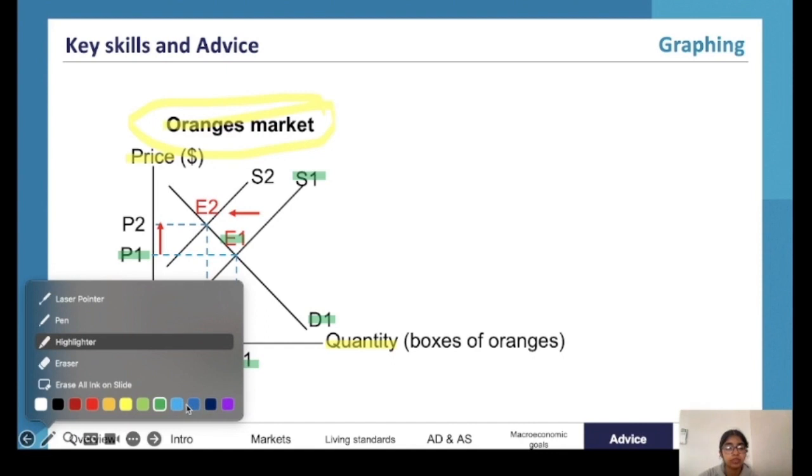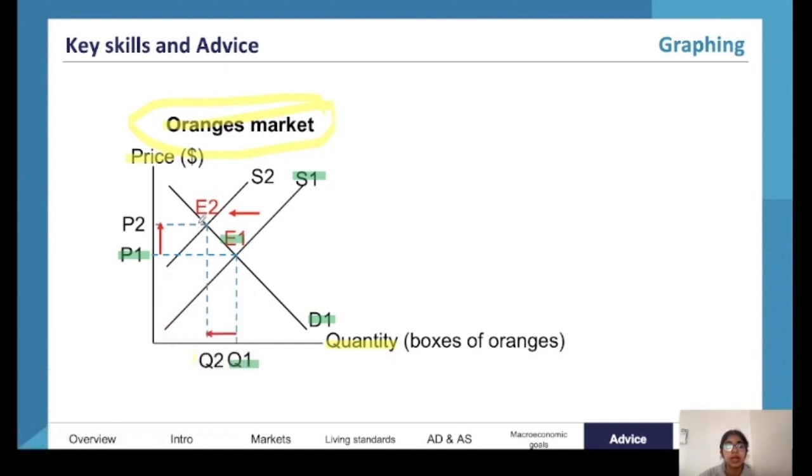Next, I want you to make sure that you have the second part. So whatever shift is occurring, supply 2. Show the shift. Look at the arrow, it's showing what the shift is. Then what is happening to price? Show it. Equilibrium, quantity 2, price 2. These arrows, make sure you're showing what's happening.